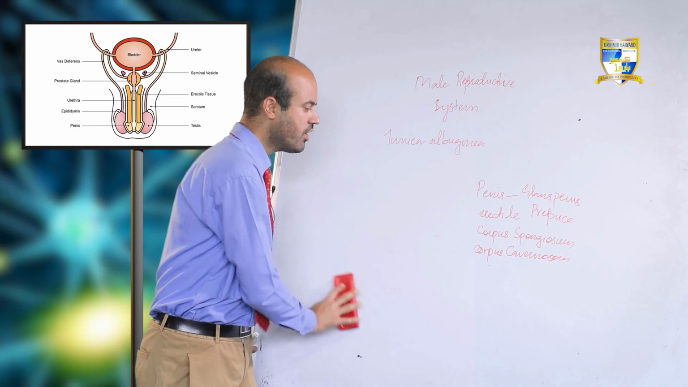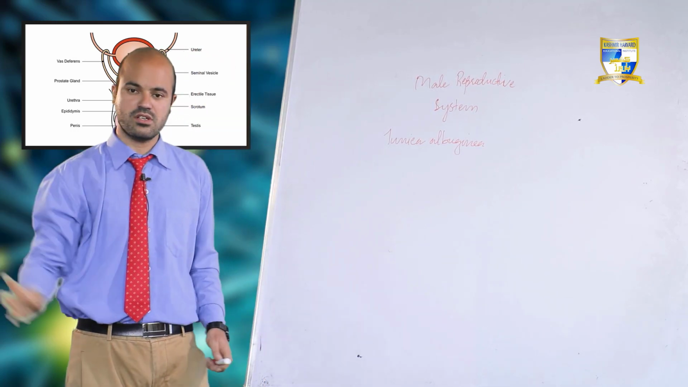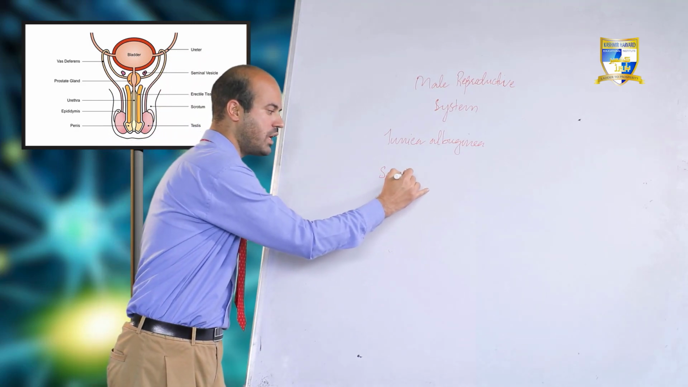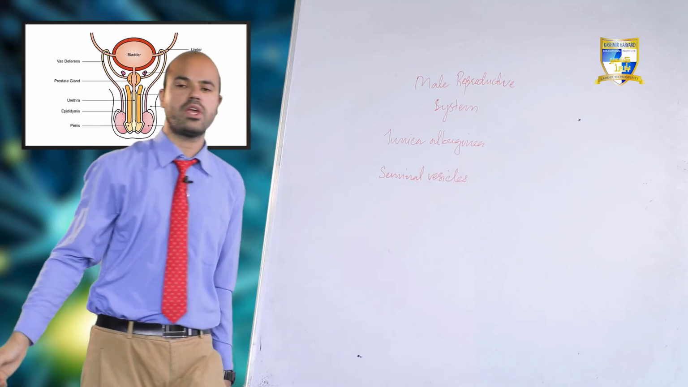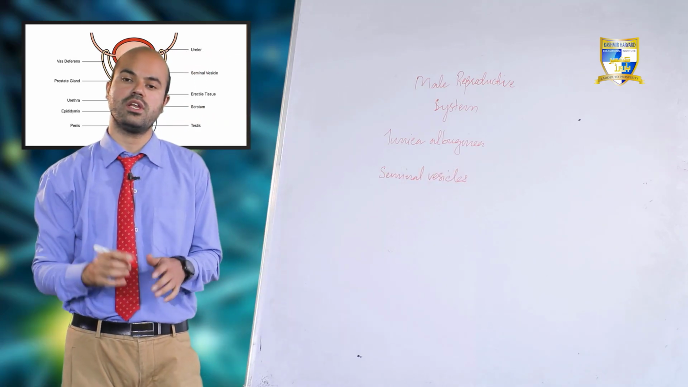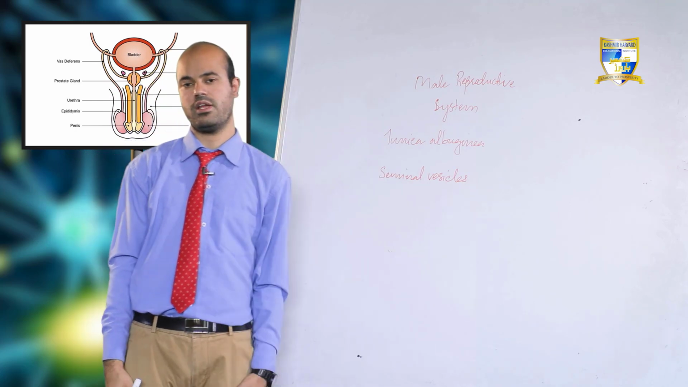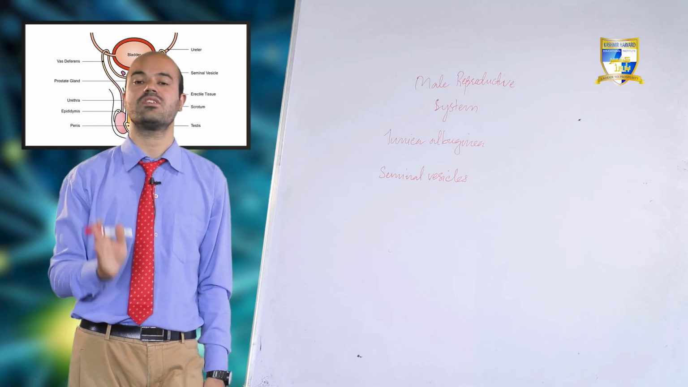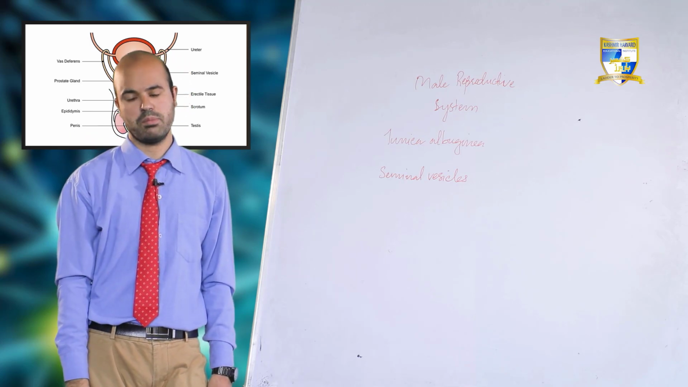Seminal vesicles are the secretory structures. They are two in number. That means seminal vesicles are two glands, located behind the neck of the urinary bladder. Seminal vesicles are the male accessory glands which are secretory in nature, located behind the neck of the urinary bladder.